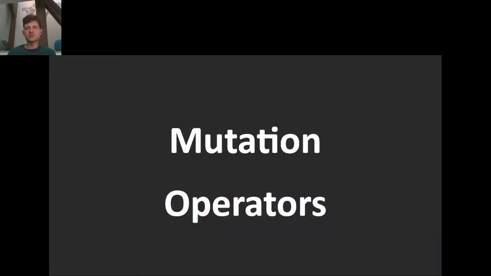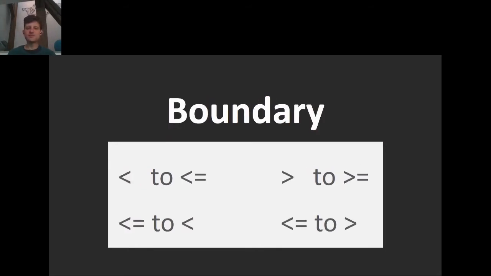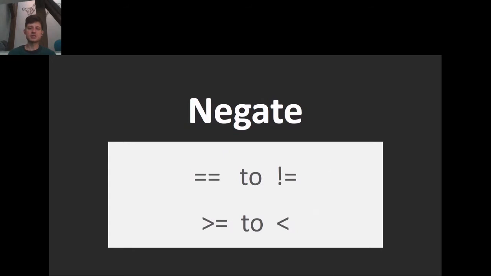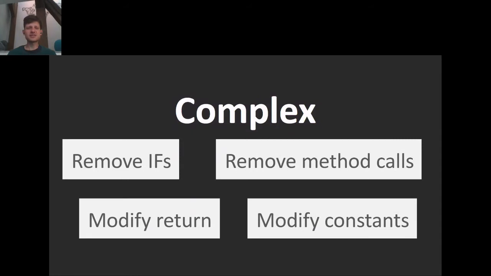That is why we have a lot of different mutation operations. For example, we have math mutation operations, so we change plus to minus, minus to plus. We have boundaries, so we change greater than to greater or equals or less than equals. We change the negation, so some conditions should be equal, but we say it should be not equal, etc. And we have some more complex operations: remove the if statement, remove method calls, modify return, modify constant, and there are some more operations you can do with the code.